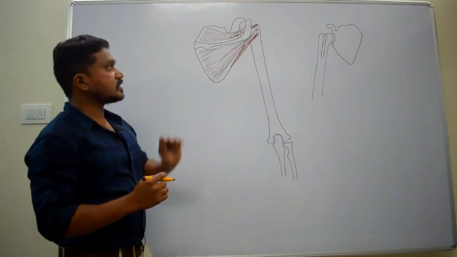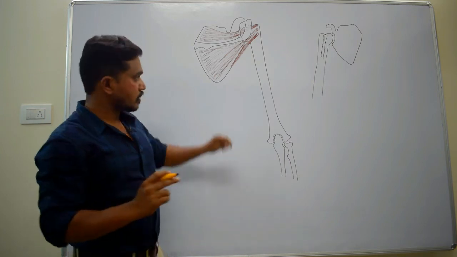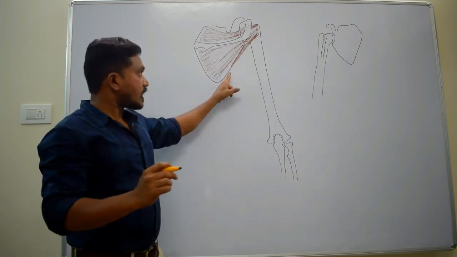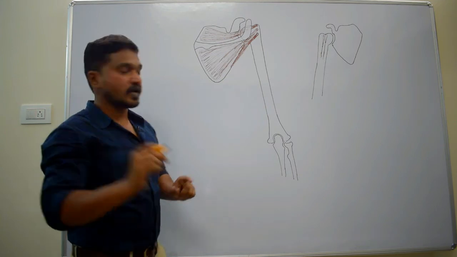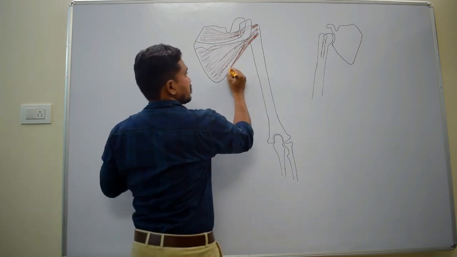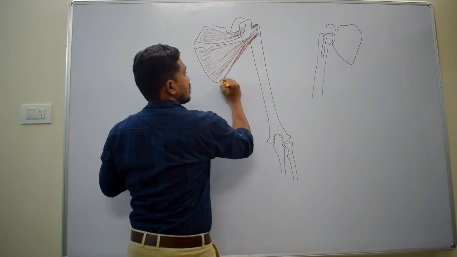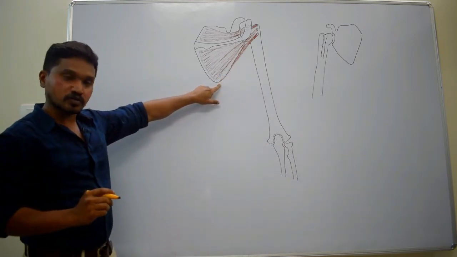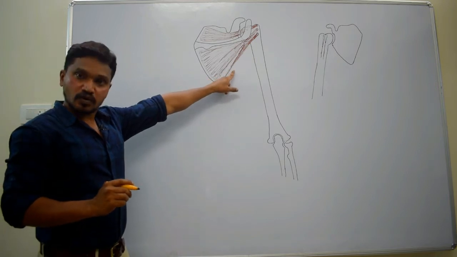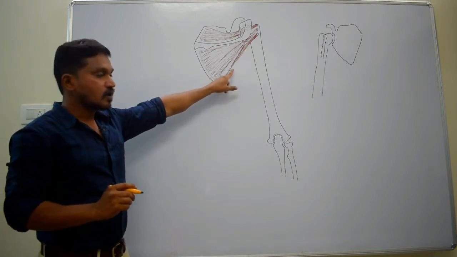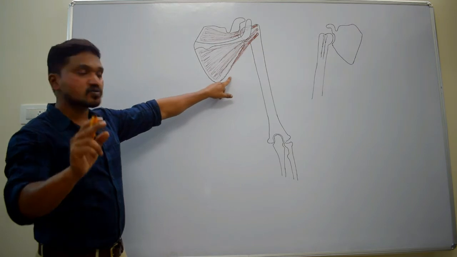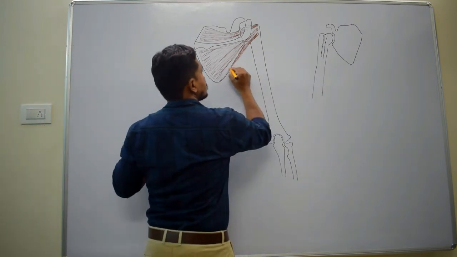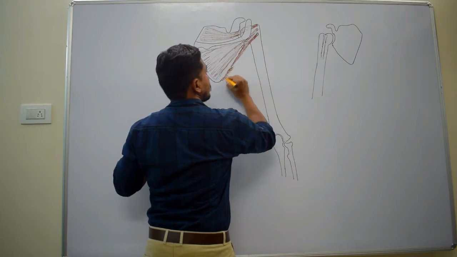Then teres major muscle taking origin from lower 1/3 of dorsal aspect of lateral border of scapula, right? So from here it is taking origin. Along with lateral border it is taking origin from the inferior angle also. So lower 1/3 of dorsal aspect of lateral border of scapula and also inferior angle, right? From this area it is taking origin, and where it has to insert?